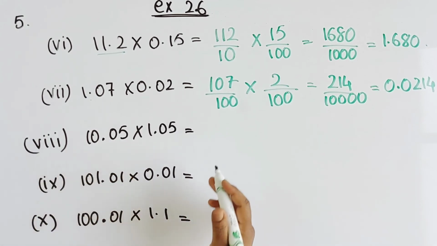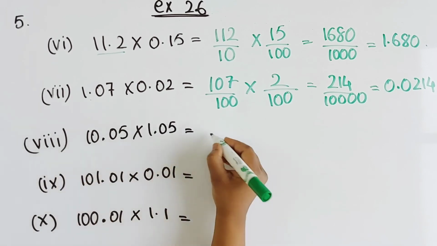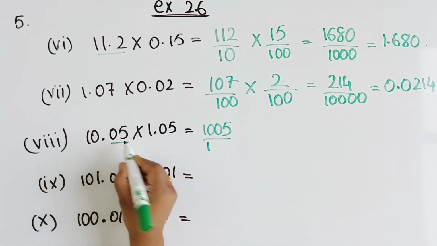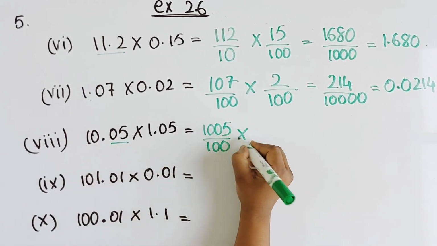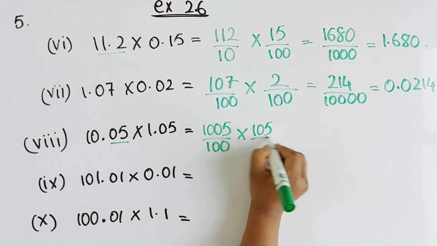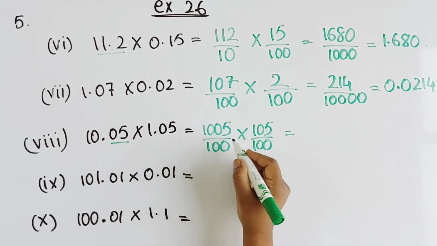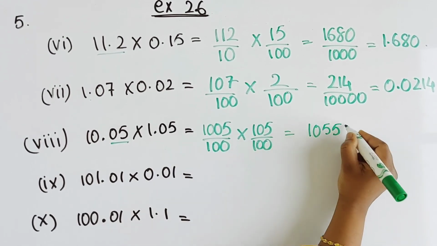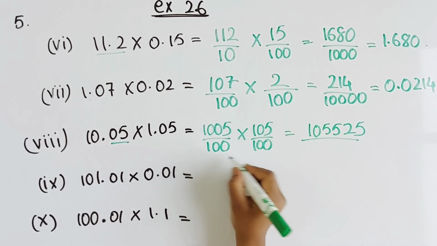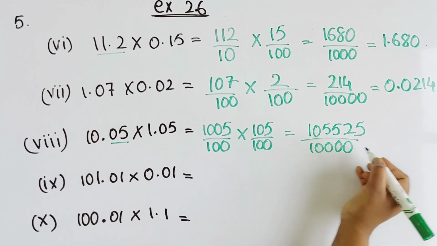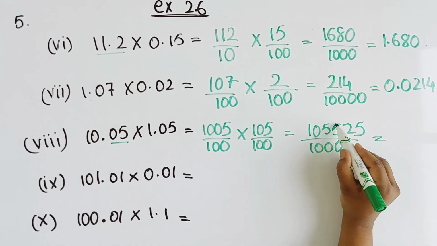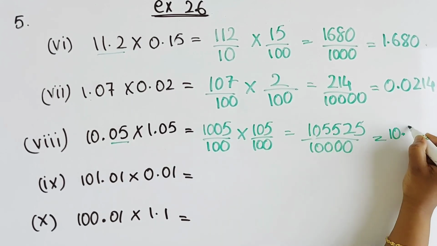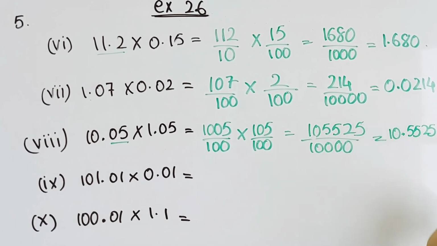Next question, 10.05 into 1.05. Here also same. 10.05 divided by point place 1 after 1, 2 digits. 1005 into 1.05. 105 by here also 100. 1005 into 105, children. That is 105525 divided by here also 4 zeros now in the denominator. So now count 1, 2, 3, 4. So the point should come after 10. 10.5525 is the answer, children.